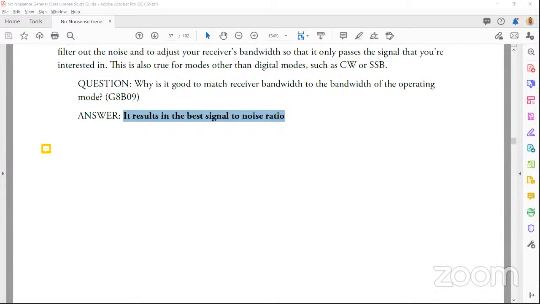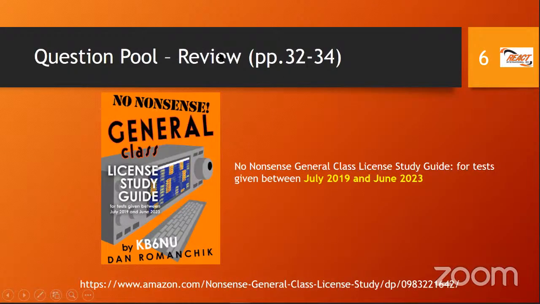And just to let you guys know, I may not have mentioned it before, but at the top of the slide, just before we go into the question pool, I have the page numbers here. So PP means pages 32 to 34. A little clue in case I may not have mentioned it before, if you need to know what page you are on if you're following the book.